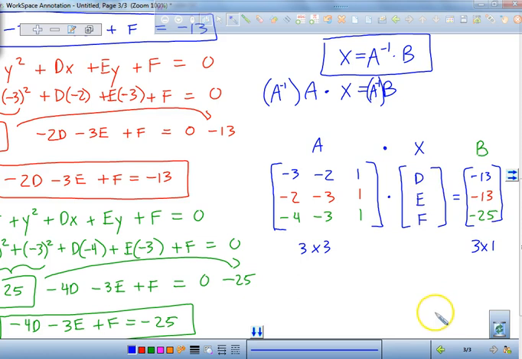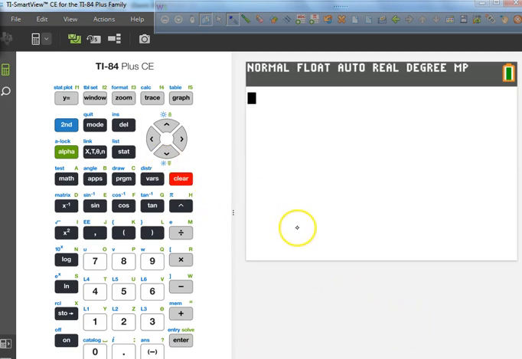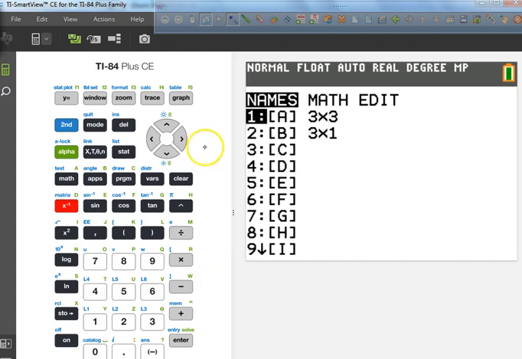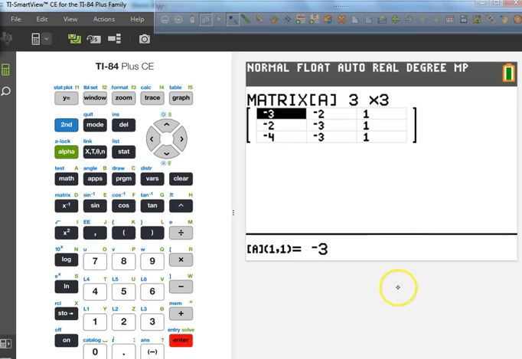So if you would please, turn on your graphing calculators. What I need you guys to do is hit second, X to the negative 1. Go to the right where it says edit and make it a 3 by 3. So press enter and make it a 3 by 3. I've already typed in all the numbers, so these are all the correct numbers. Please go ahead and type in those numbers.